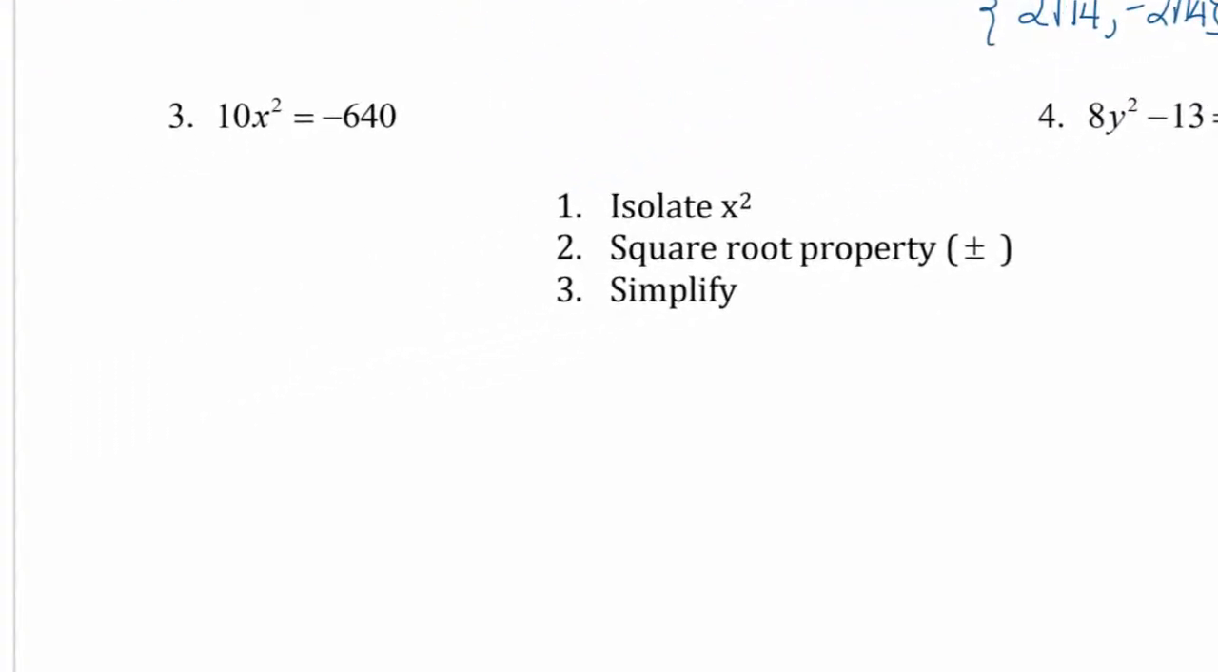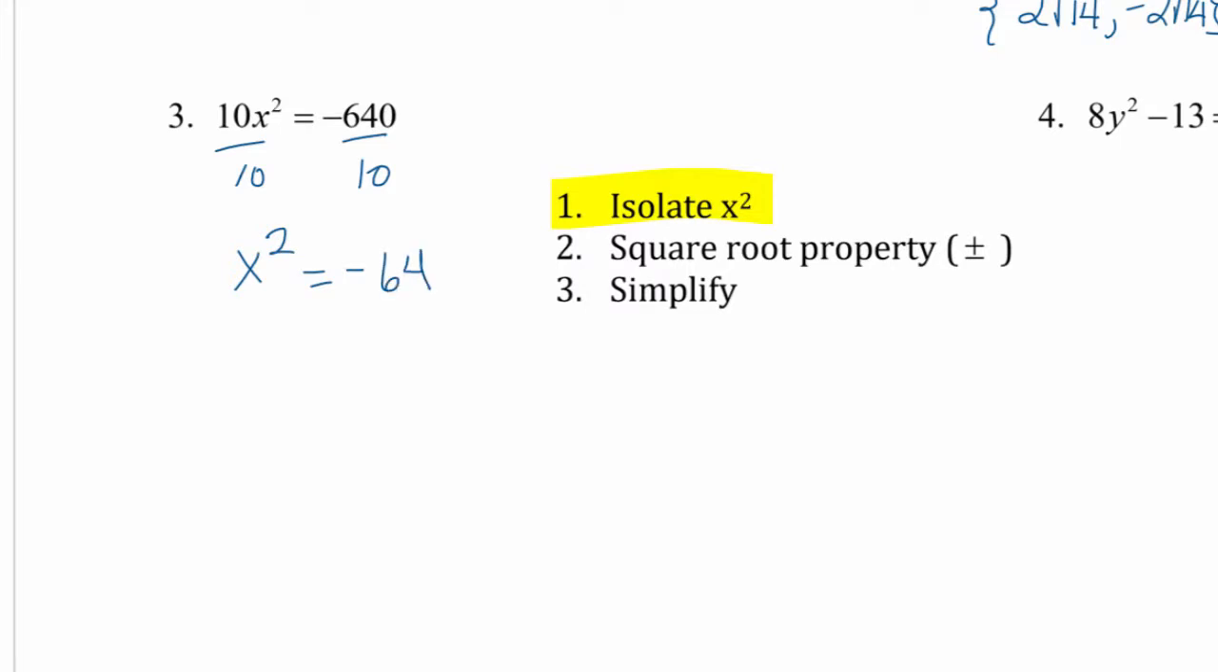Number 3. Okay, so again, a reminder for you is that we want to isolate the x squared. So that means if you're looking at this and saying, let's divide by 10, then you're absolutely right. So divide by 10. So then x squared equals negative 64.